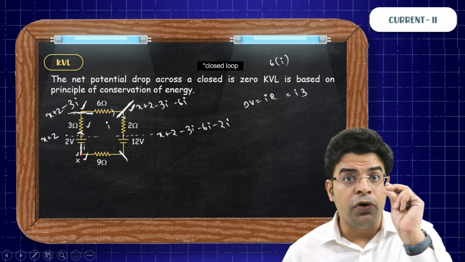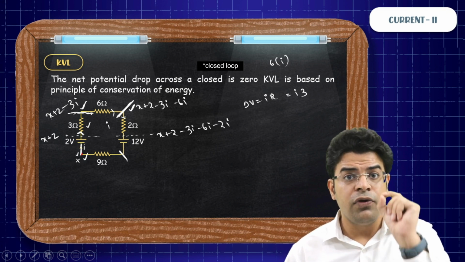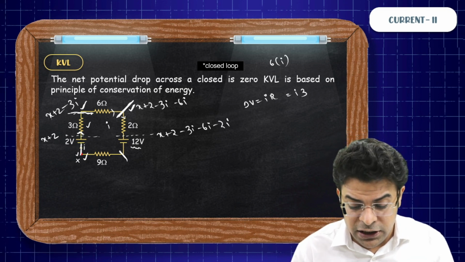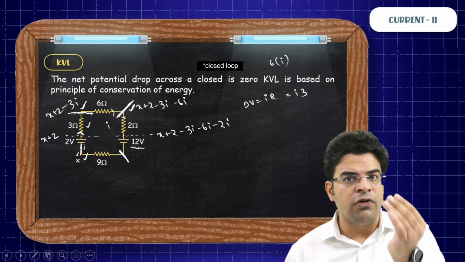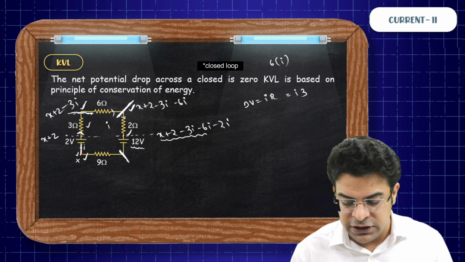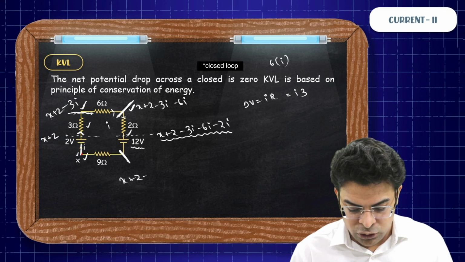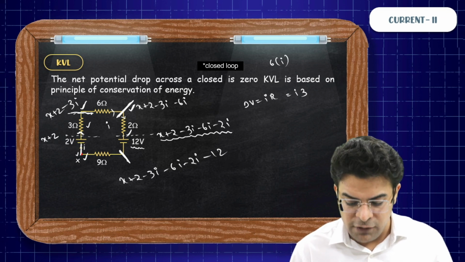You are going from positive terminal of the battery to its negative terminal, right? If you are going from positive terminal of the battery to its negative terminal and the battery is of 12 volt, it means that the negative terminal will have a potential 12 volt lesser. So if the potential of the upper point is X plus 2 minus 3I minus 6I minus 2I, then the potential of this lower point will be X plus 2 minus 3I minus 6I minus 2I minus 12.